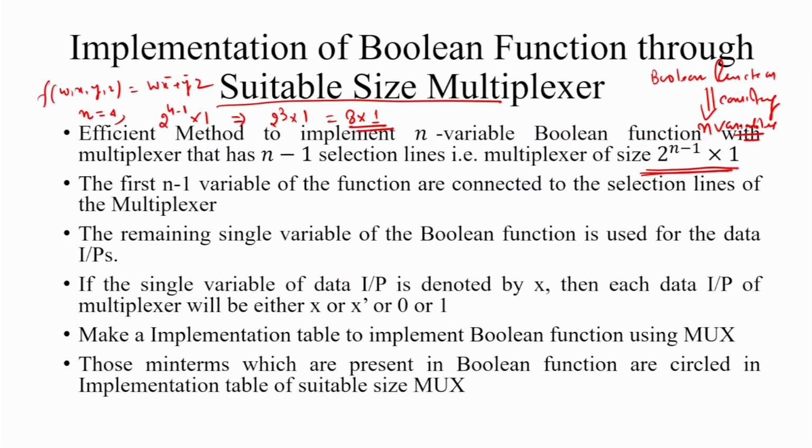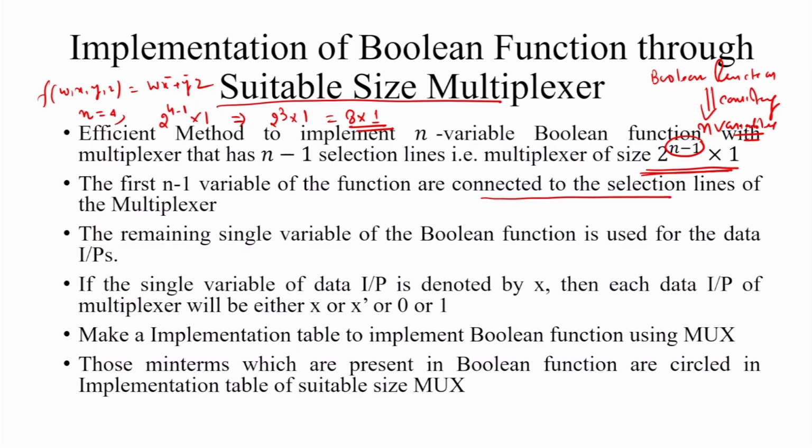So, in case we implement a function by using a suitable size multiplexer, then the least n minus 1 variables or the most n minus 1 variables of the function are connected to the selection lines. Either we connect the least n minus 1 significant bits to the selection lines, or the n minus 1 most significant bits are connected to the selection lines, and the remaining 1 bit is left.